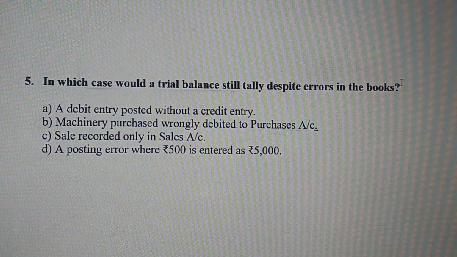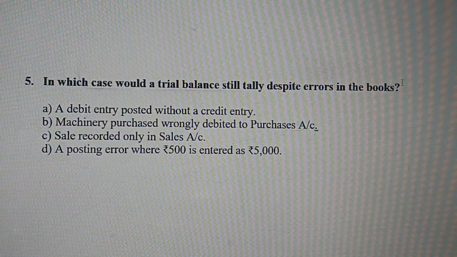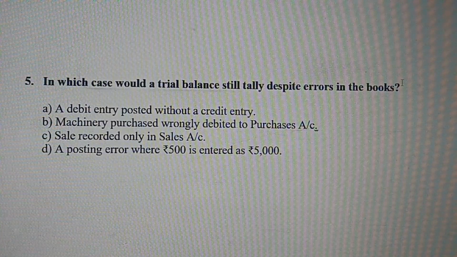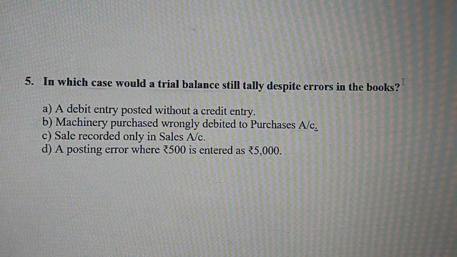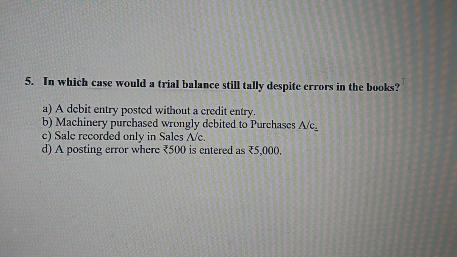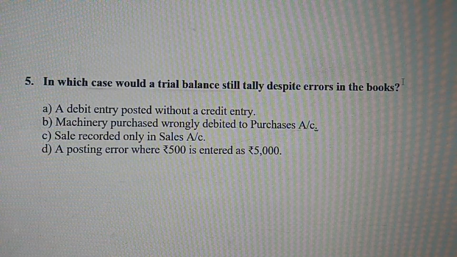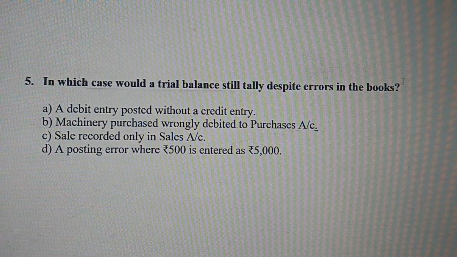The next question. In which case would a trial balance still tally despite errors in the books? Option A, debit entry posted without a credit entry. Machinery purchased wrongly debited to purchase account. Sale recorded only in sales account. A posting error where 500 is entered as 5000.